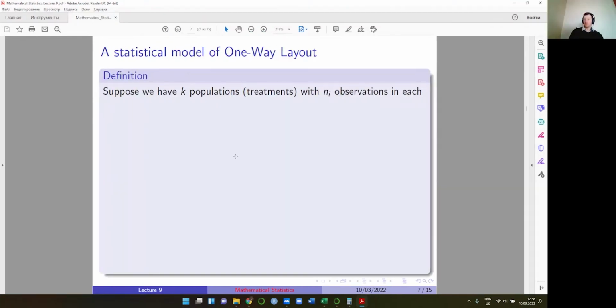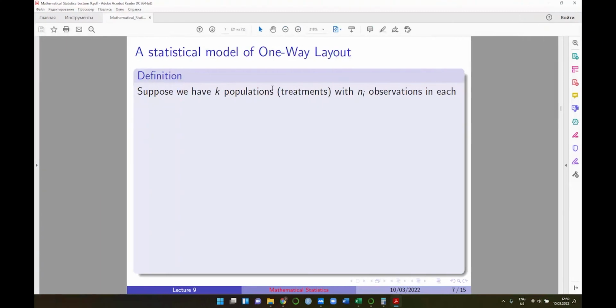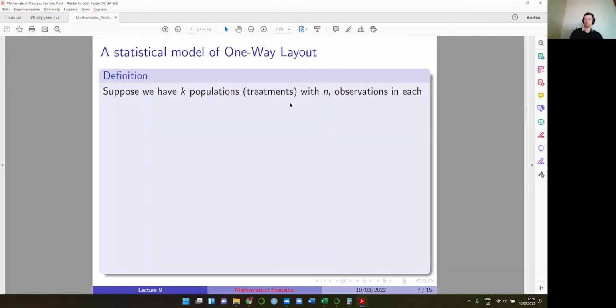So, going to some formal definitions. This is the formal statistical model of one-way layout, or one-way ANOVA. So suppose we have K populations or treatments. So what is K for our example? How many different treatments do we have? 4. Yes. So we have 4 different treatments, 4 different technologies used in oil wells.